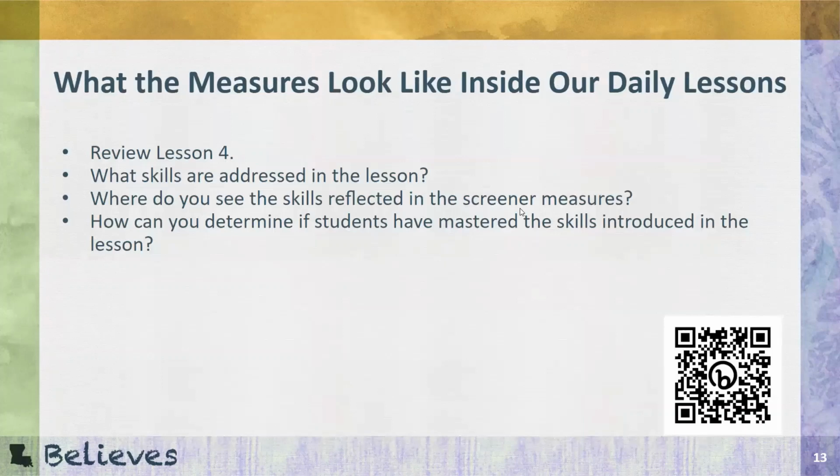Now, what you're going to do right now is you're going to pause our session. You're going to review lesson 4 in the handouts. I want you to look at what skills are addressed in this particular lesson. Where do you see these particular skills reflected in the screener measures? And how can you determine if students have mastered the skills introduced in the lesson? What is embedded in your curriculum to give you insight into a student's reading progress, right? Now, I'll allow you to pause right here and look at this lesson, and then we'll come back.